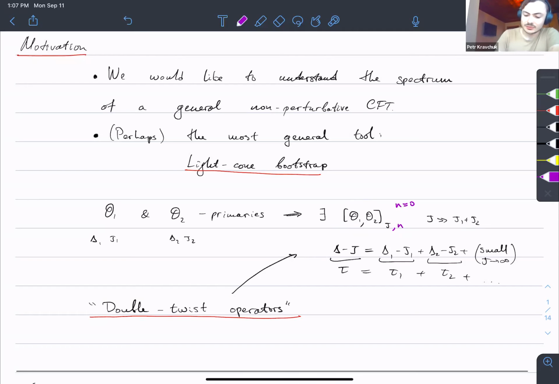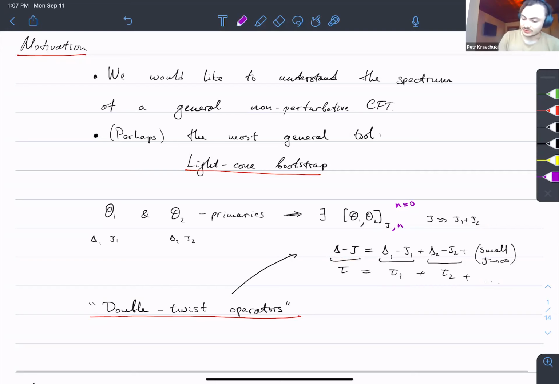The idea behind this is that these operators are well defined if this subscript J, the spin of this operator, is much larger than the sum of the constituent spins. The key property of this operator is that it can be constructed from O1 and O2, and it will have twist, which is the scaling dimension minus the spin, approximately equal to the sum of the twists of the constituent operators. The corrections here are suppressed by powers of the spin J. Because the twists add, we call them double twist operators.